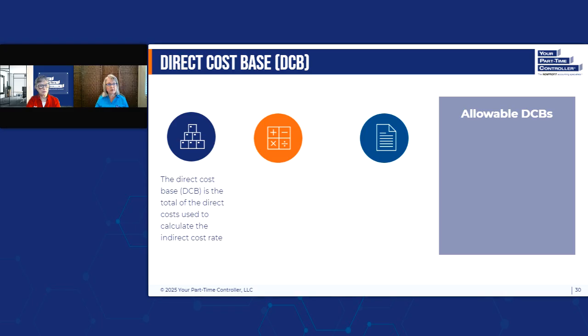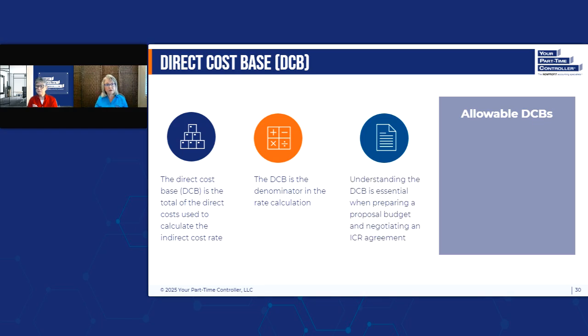Next, we will discuss the direct cost base, which is the total of the direct costs used to calculate the indirect cost rate. The direct cost base is the denominator in the rate calculation. Understanding the direct cost base is essential when preparing a proposal budget and negotiating an indirect cost rate agreement. There are 3 allowable bases for calculating rates, unless you have a special rate. Those bases are direct salaries and wages, direct salaries and wages plus fringe benefits.